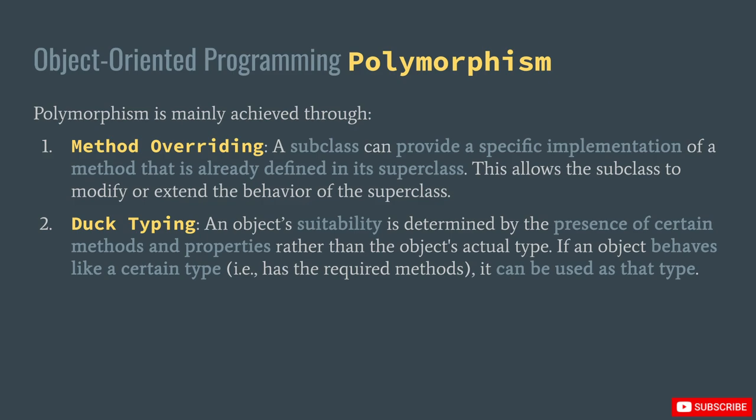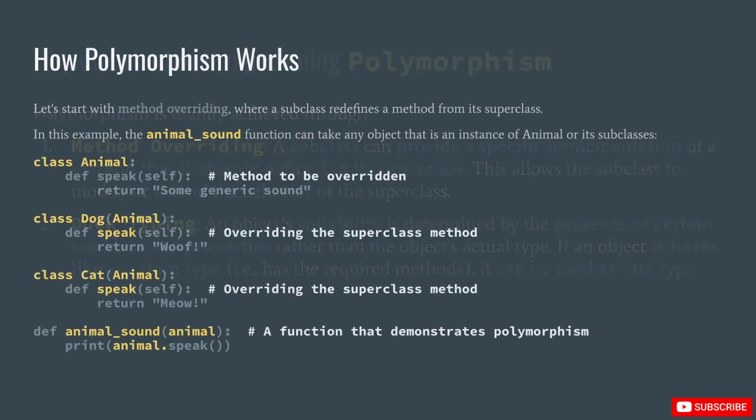On the other hand, duck typing determines an object's suitability based on the presence of certain methods and properties, rather than its actual type. If an object behaves like a particular type, meaning it has the required methods, it can be used as that type. This approach adds a level of dynamism to our code, allowing it to interact with a variety of object types seamlessly. Let's explore how polymorphism works, starting with method overriding.